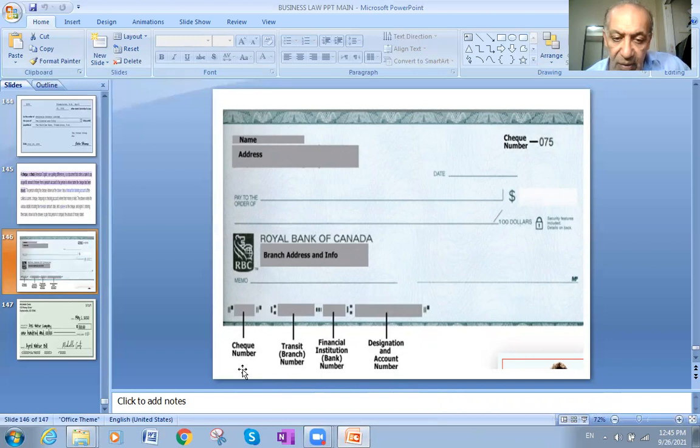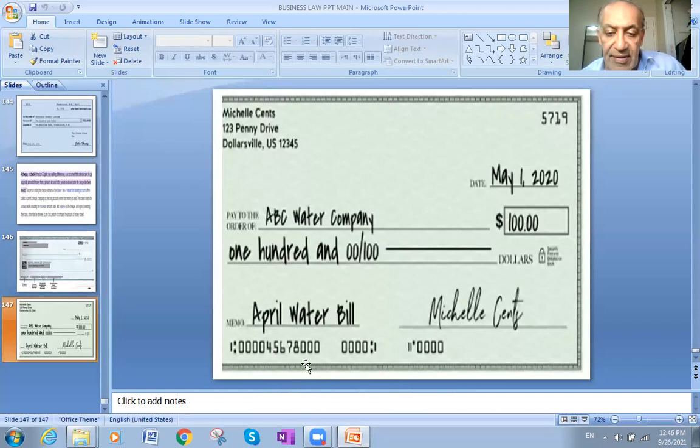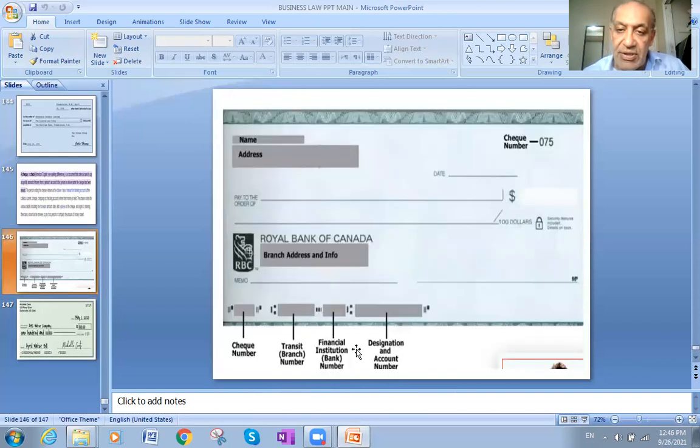So here will be the check number, the transit branch number, the financial institution number, the bank number, and then the designation and the account number of the drawer. That is everything regarding this check, and I wish that you understood it.